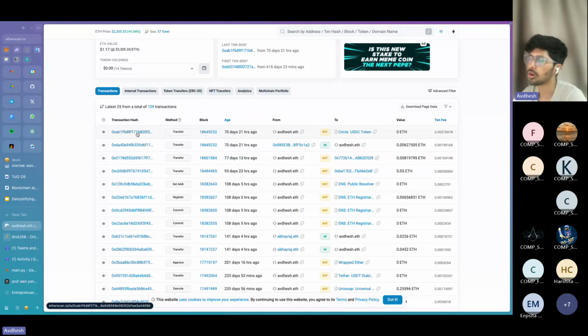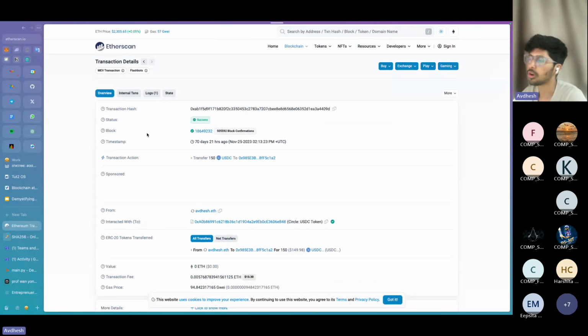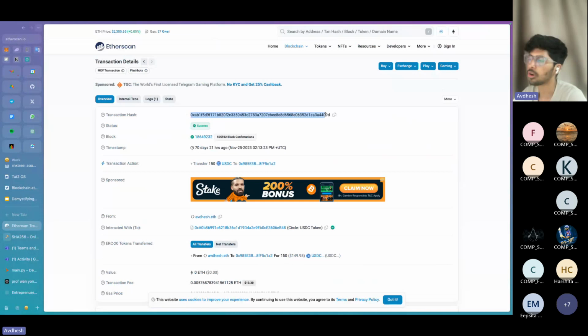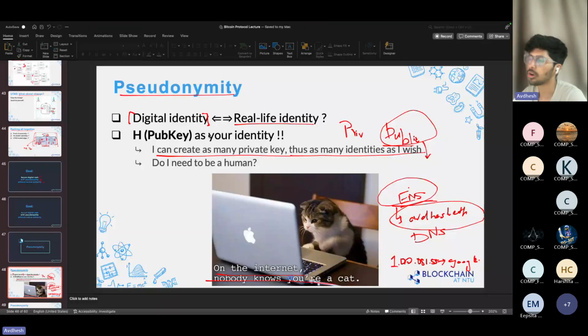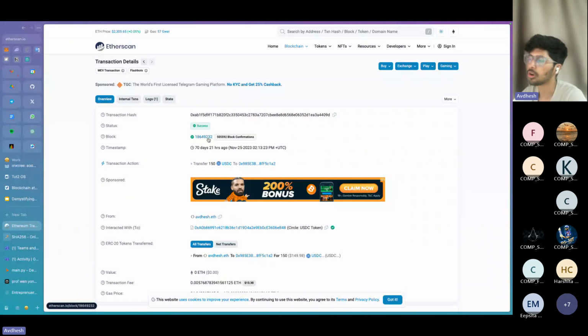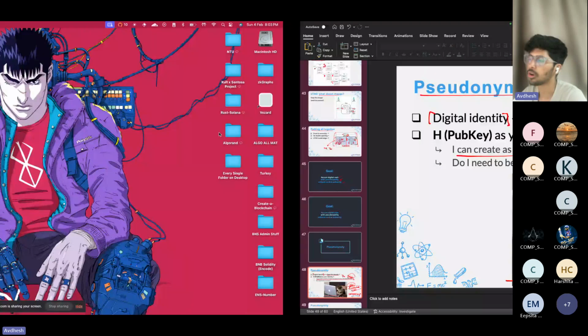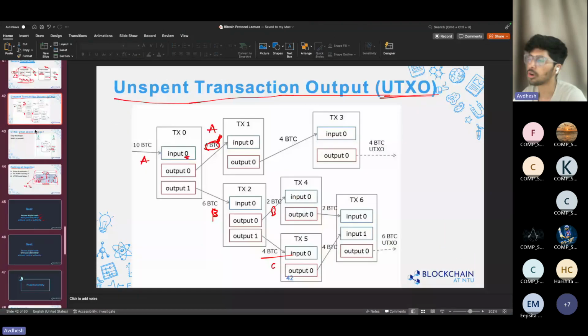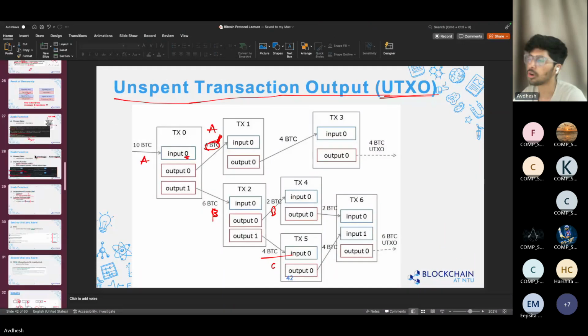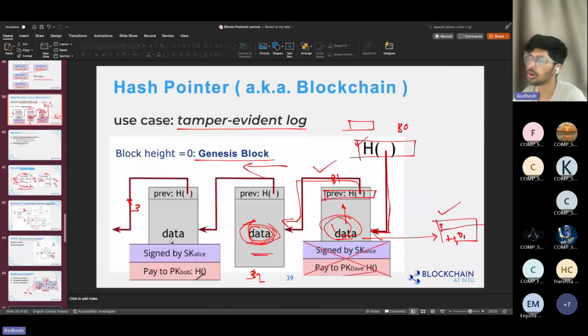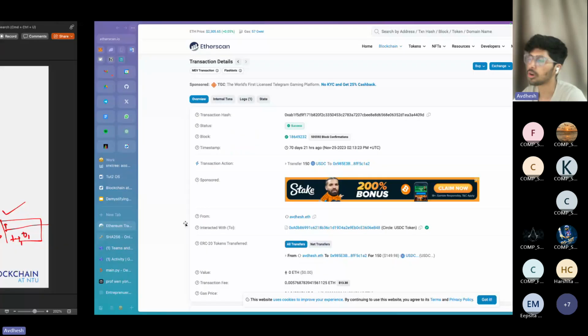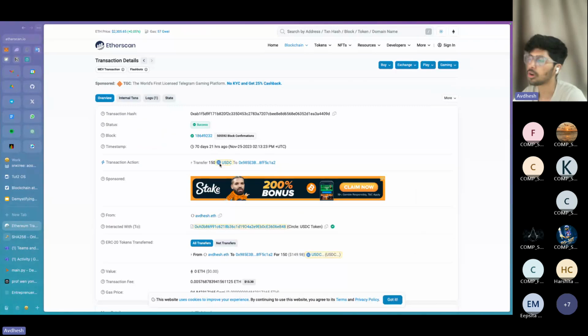If I click on this transaction, it will show me that this is the transaction hash. The block number is this. It's successful, it has already been implemented on block 1864922, which is one of the blocks here. And it happened 70 days ago. So I transferred 150 USD to this. Oh, this transaction.